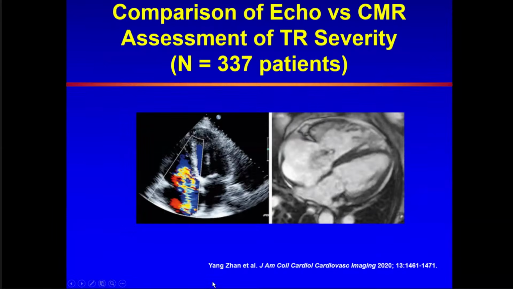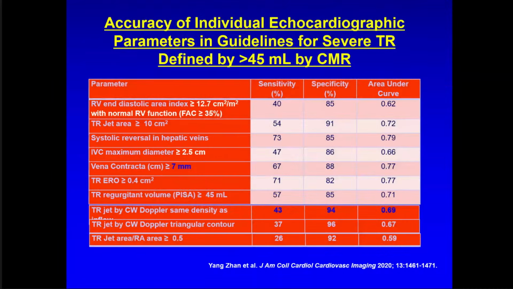We did a study with Dr. Yang Zhan and Dr. Deepan Shah a few years ago, looking at how echo and CMR compare with TR severity in 337 patients. You see an example here in someone with severe TR by color Doppler with large RA and RV. And we looked at several criteria to diagnose severity using CMR volumes defined by 45 mLs to say severe TR. I will quickly take you to some important messages.